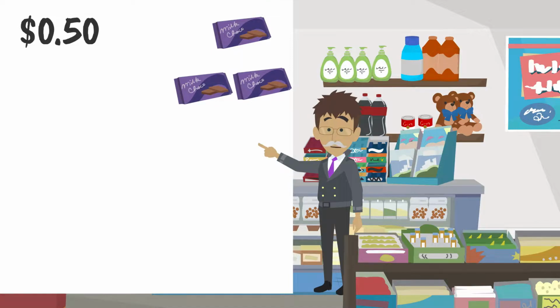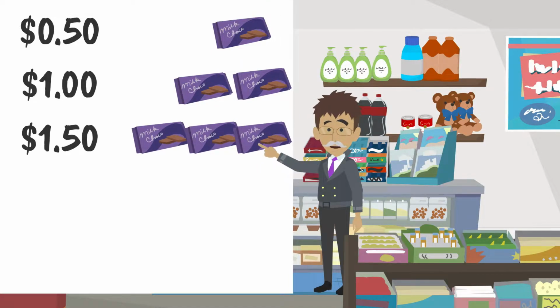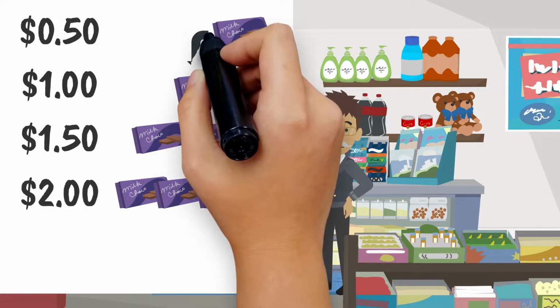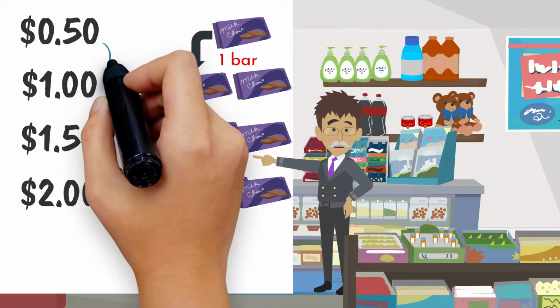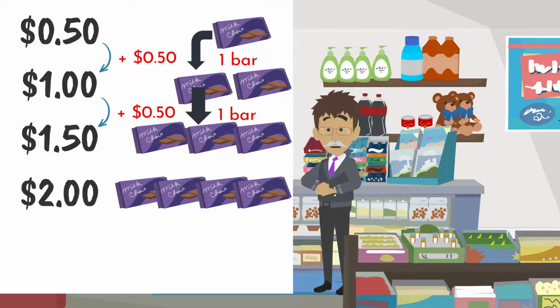2 candy bars cost $1. 3 candy bars are $1.50. 4 candy bars cost $2. Notice that as one value increases, the other increases. The ratio between the two variables, candy bars to money, is always the same.